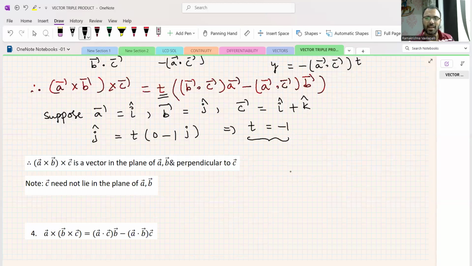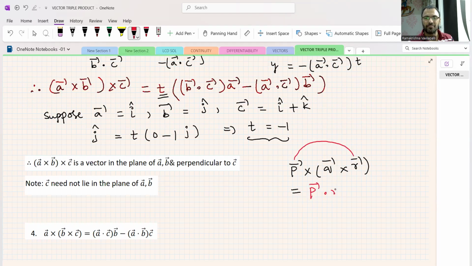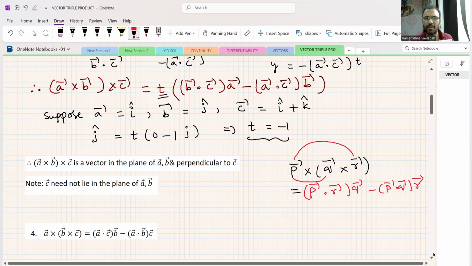Here I'll write, suppose for example, P bar cross Q bar cross R bar. How to express this? Remember, you have to take the dot product of the farthest. So P bar dot R bar into Q bar minus, now the nearest, P bar dot Q bar into R bar. If you can remember the triple product formula, you can do wonders.